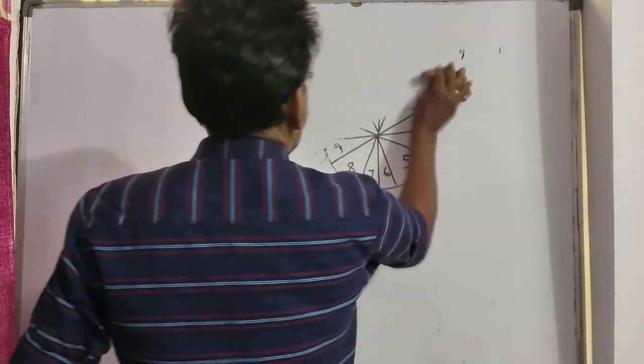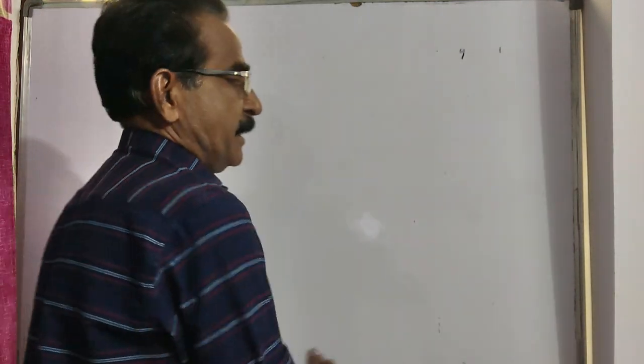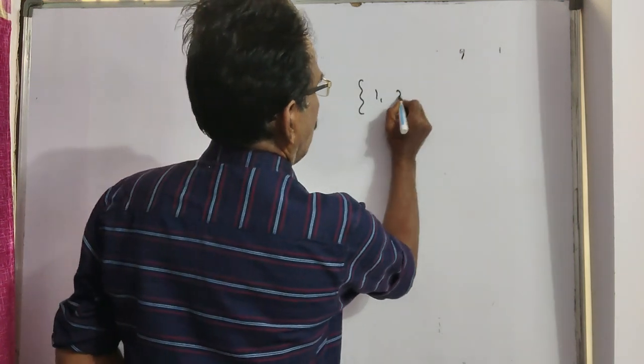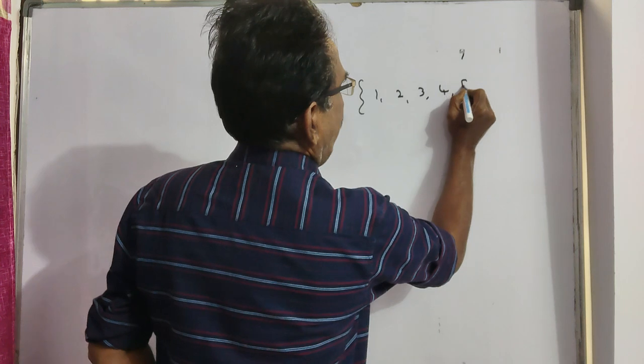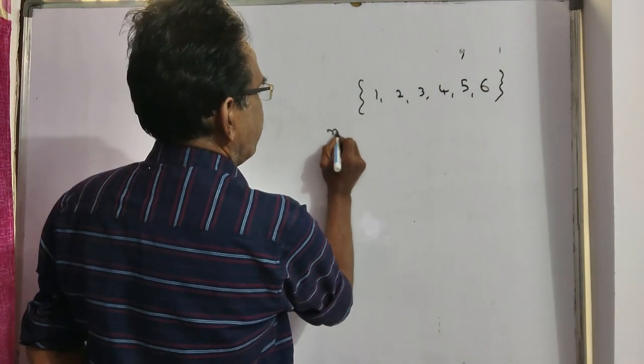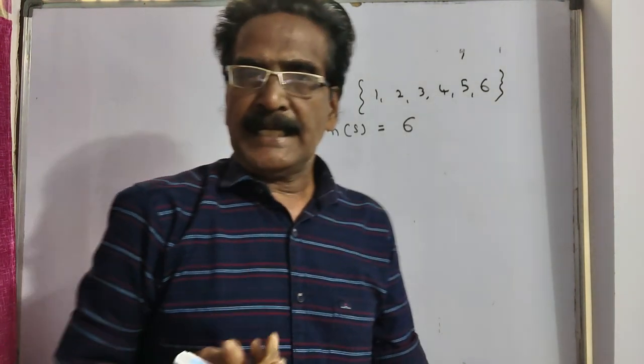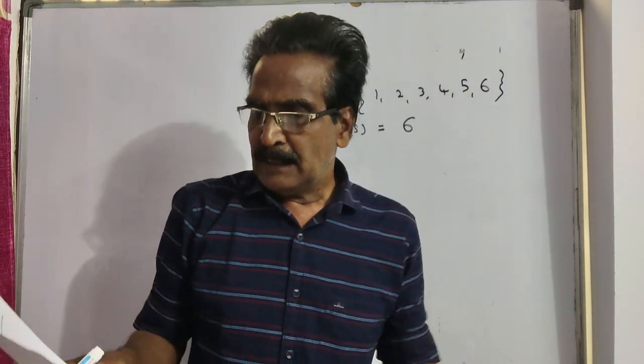Next, let us see problem number 13 of exercise 15.1 of probability. Okay, friends, a die is thrown once. Find the probability of getting. See, simple problem. If a die is thrown, what are the possible outcomes? 1, 2, 3, 4, 5, 6. So, n of S, the number of elements in the sample space, will be 6.